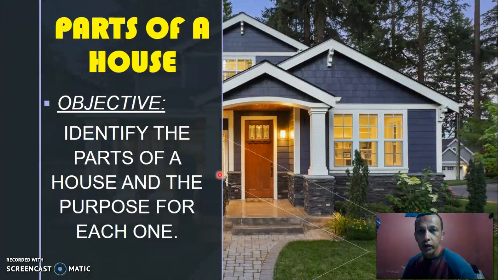So today we are going to study parts of a house, and the objective of the class is to identify parts of a house and the purpose for each one. El objetivo de la clase es que ustedes puedan identificar las partes de una casa y el propósito de cada habitación.